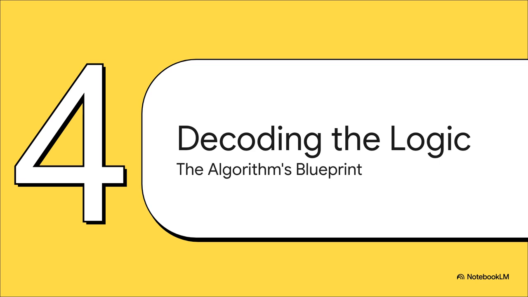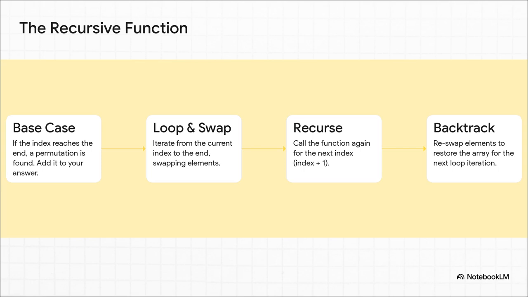Okay, so now that we've got the feel for how this choose, explore, and unchoose journey works, let's nail down the actual blueprint of the algorithm. This whole complex process really just boils down to a simple 4-step recipe. Step 1 is the base case. If our index has reached the end of the array, congrats, we've found a permutation, so we save it. If not, we go to step 2. We loop from our current spot to the end. In that loop, for each element, we swap it into place. Step 3, we make that recursive call to explore what happens next. And then, step 4, the most important one, we backtrack by swapping everything back to how it was. That's it. That's the whole engine.